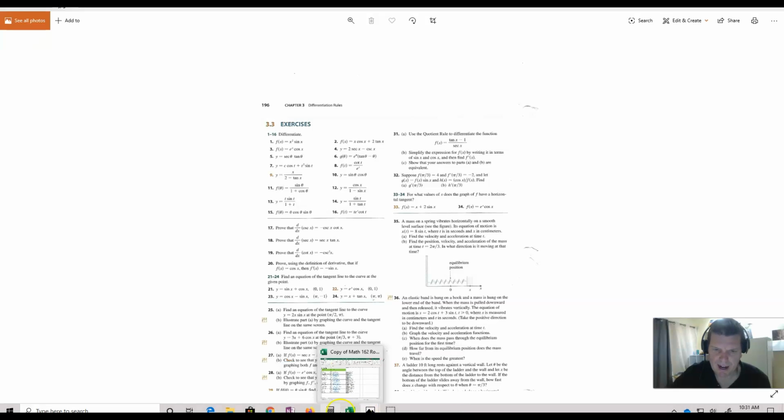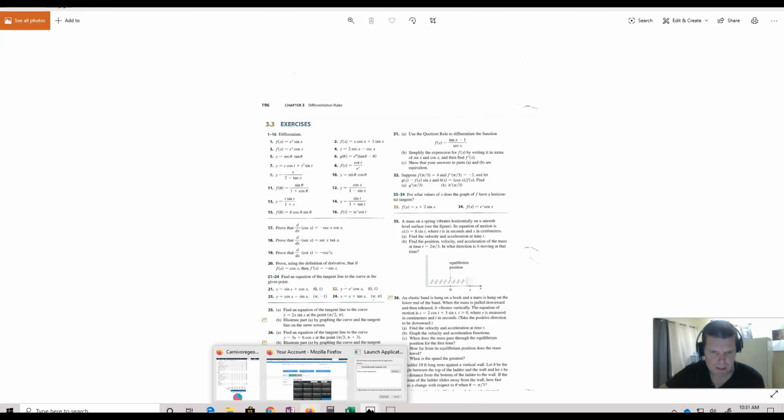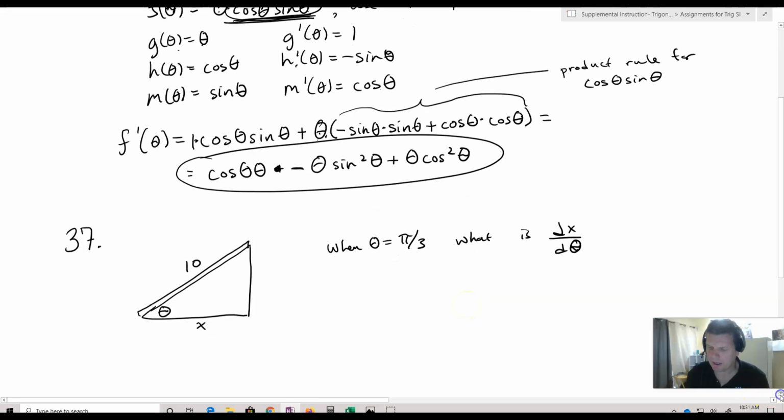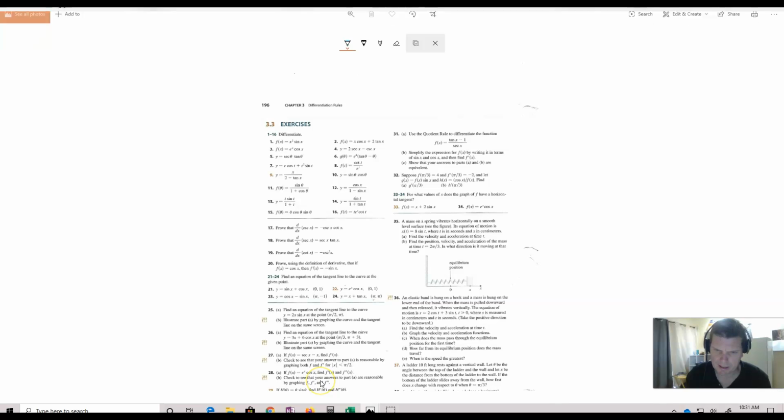Yep, dx d theta. How fast does x change with respect to theta? So what I'm going to do is set up an equation. Notice that this, with respect to theta, x. Actually, let me just make sure also that that's the case.